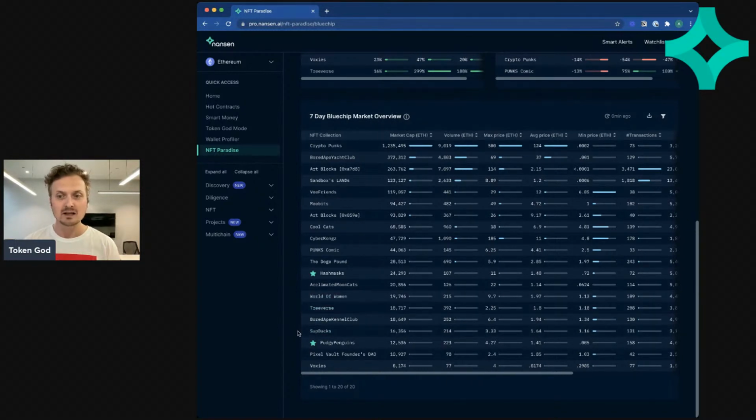So other than that, it actually stayed pretty constant, which indicates that especially the rest of the collections that are in the Bluechip index are probably quite resilient to changes, right? So let's see if there's going to be a lot of changes next quarter as well. But for now, it looks like it's pretty solid.